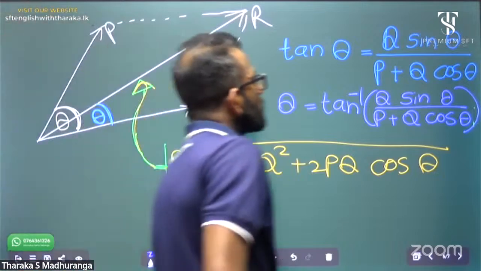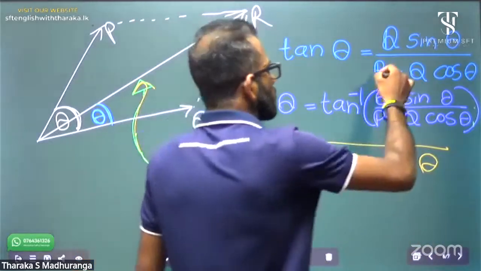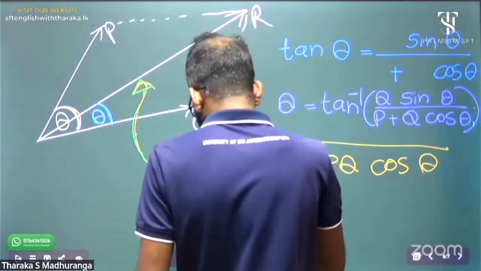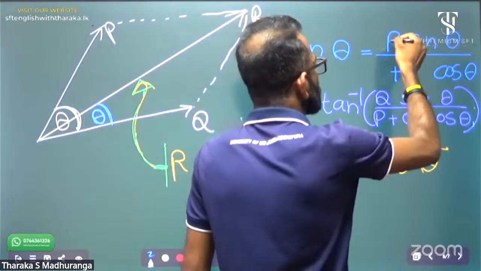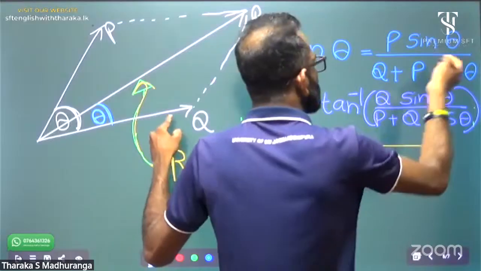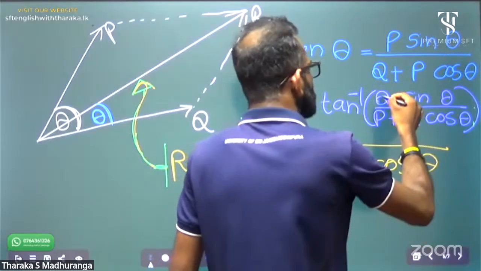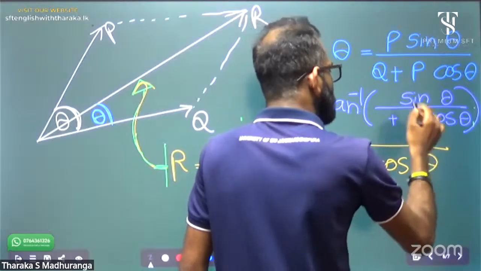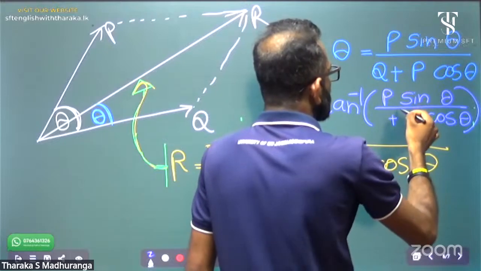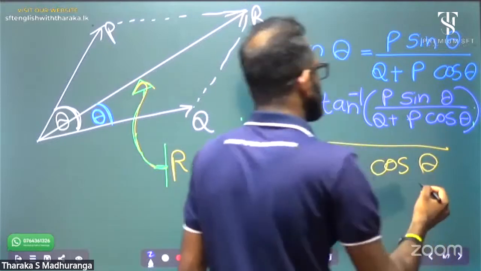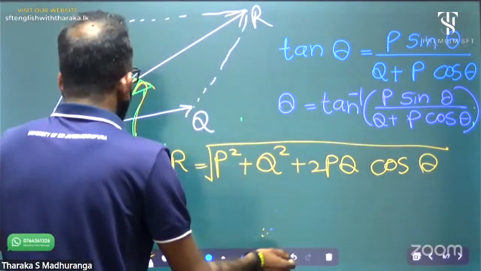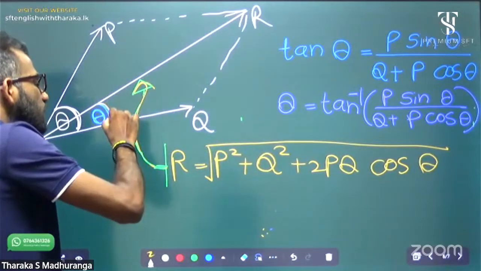Sorry. Yeah, that depends on, wait, I will explain. If the angle window changes, P sine theta over Q plus P cos theta. You have to be very careful. Wait, I will explain. That is the most important point. Always remember, I have added this theta into the Q direction.